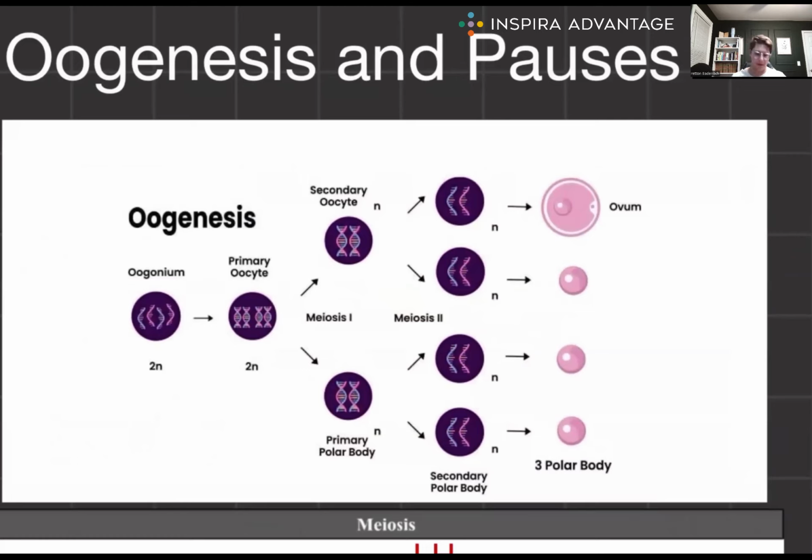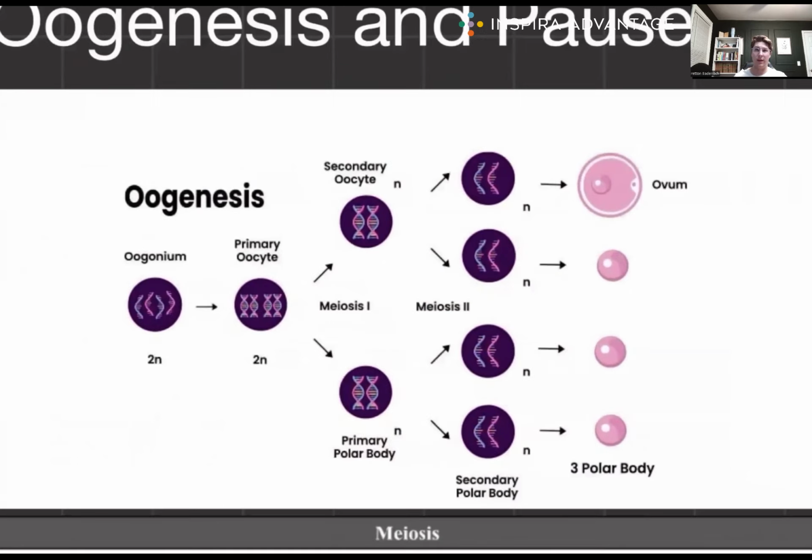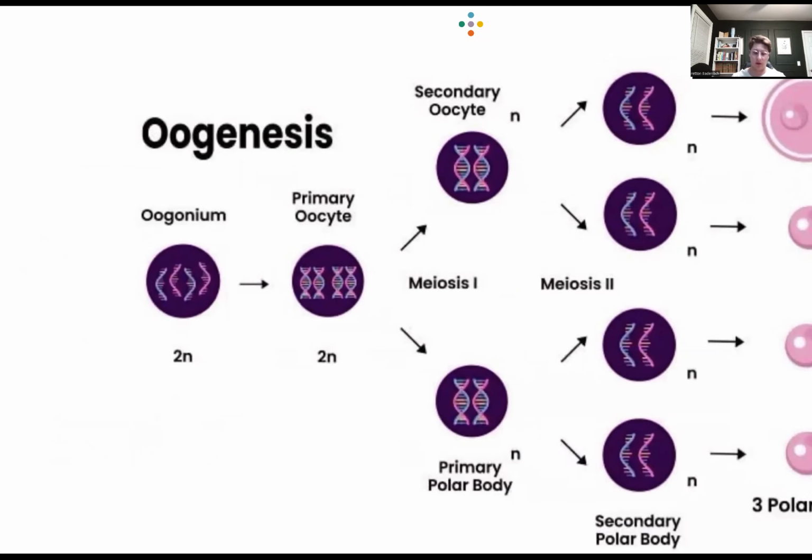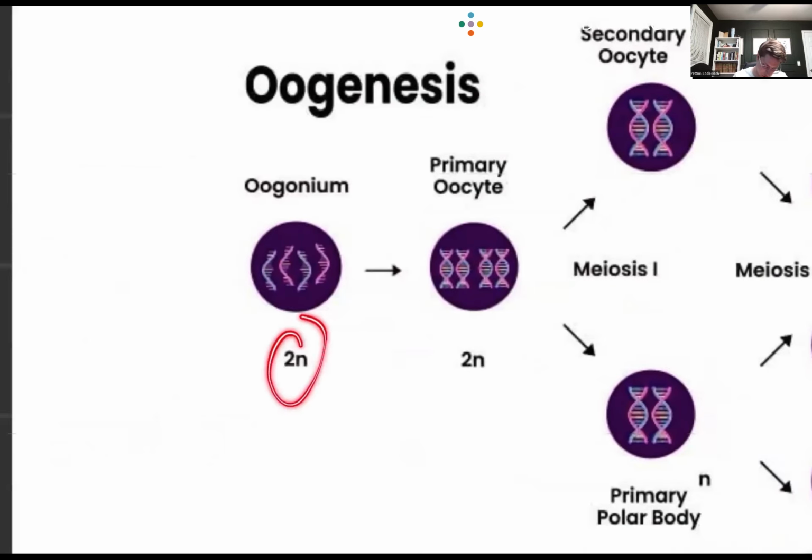So let's start at the beginning here for oogenesis. We begin with a diploid germ cell called the oogonium. That's this guy. And we know it's diploid because it's got 2N, two sets of chromosomes. During fetal development, oogonia undergo mitosis to first increase the numbers. So that's all that's going on there, we're just going to make a bunch of these.